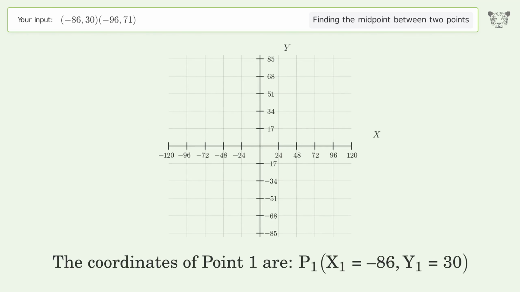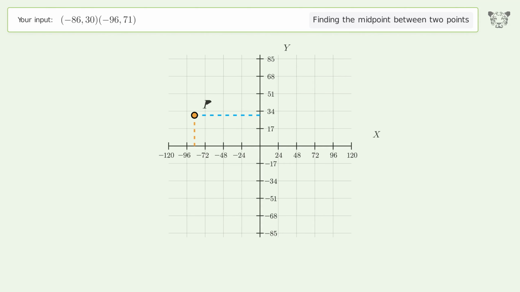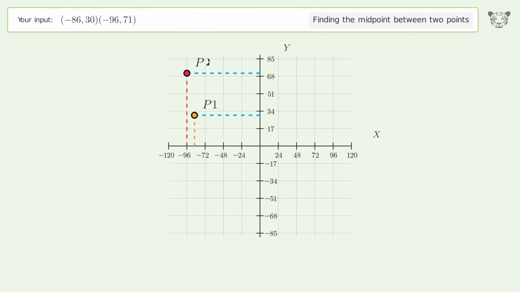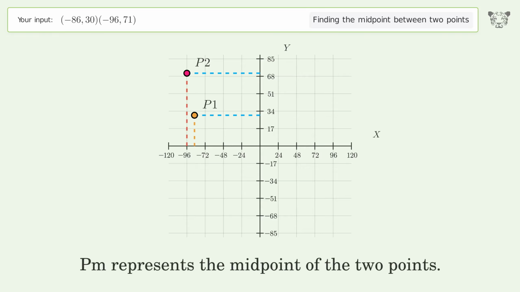The coordinates of point 1 are, x1 equals -86, y1 equals 30. The coordinates of point 2 are, x2 equals -96, y2 equals 71. PM represents the midpoint of the 2 points.